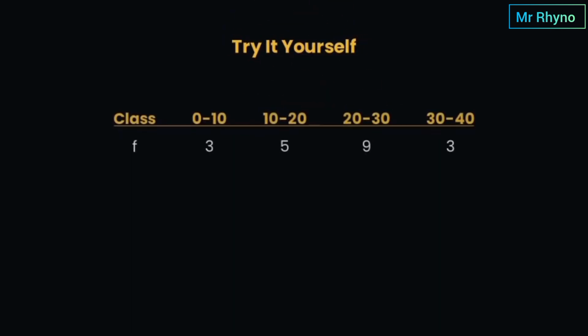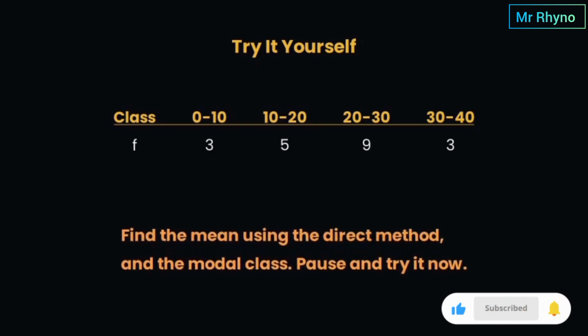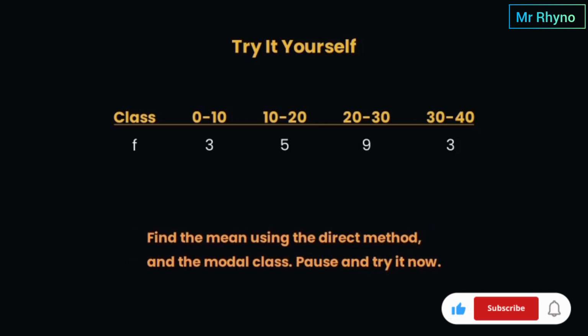Before you go, try this one yourself. 20 values grouped into 4 classes. Find the mean using the direct method and identify the modal class. Pause the video and work it out yourself.